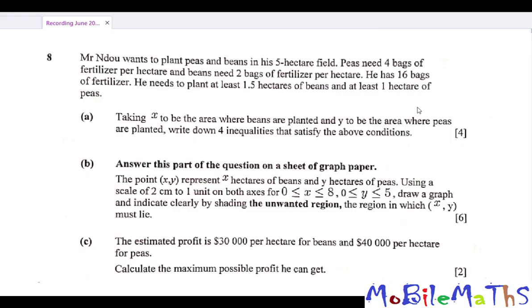So my answer here is 8.8. Okay, guys, this is our question number 8, where we have Mr. Doe who wants to plant peas and beans in the 5 hectares. So we have this information that they gave us. I'm going to read it as I'm doing the question on my graph paper and developing some inequality equations.